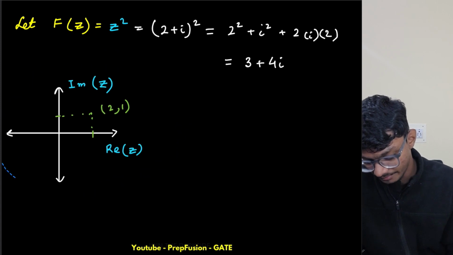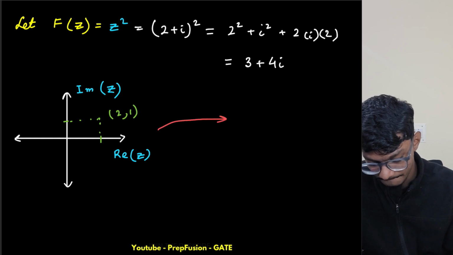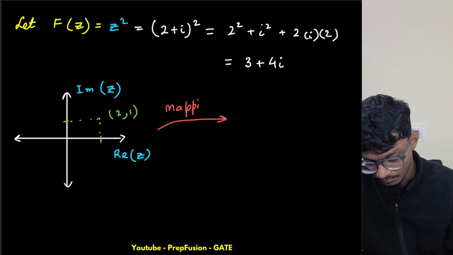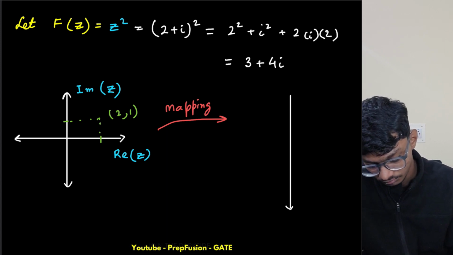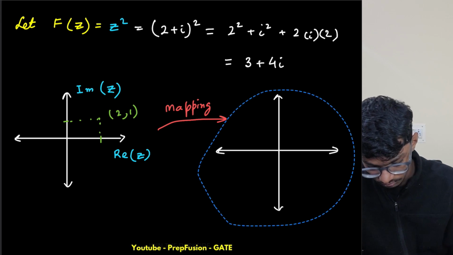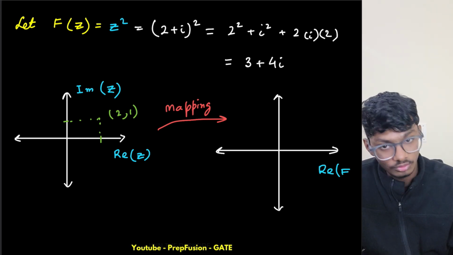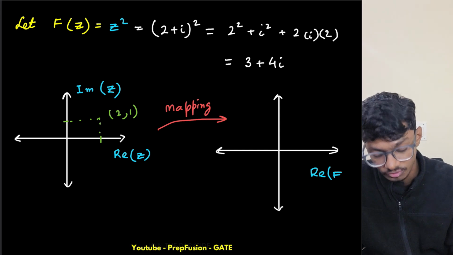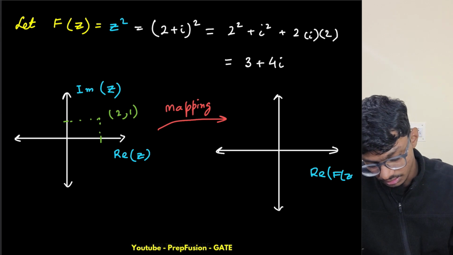If I map this one to the new plane, now what is the real part of f of z, not the z, right? So this is a new plane. That is what mapping is. We are just mapping into a new plane basically.